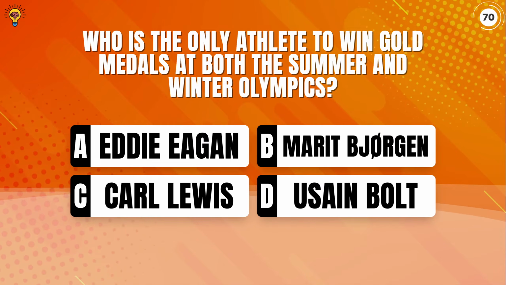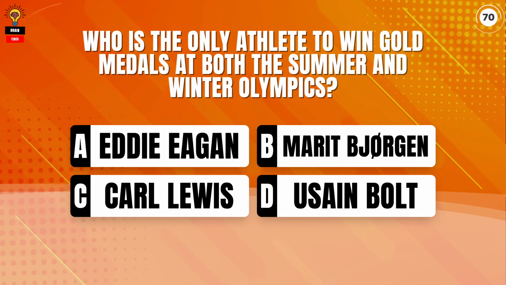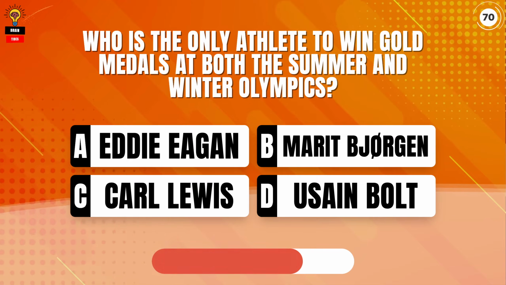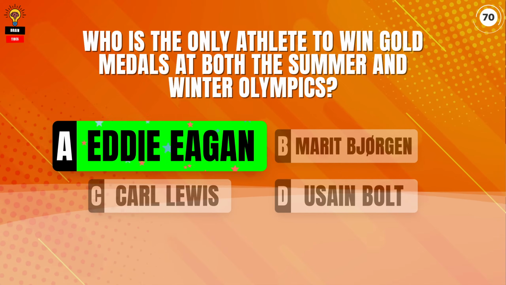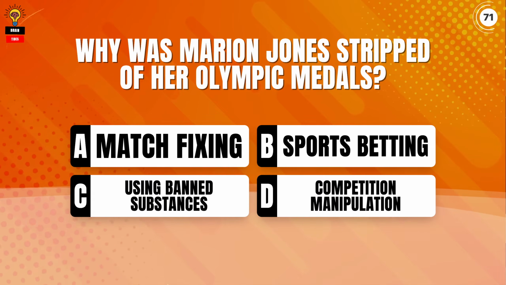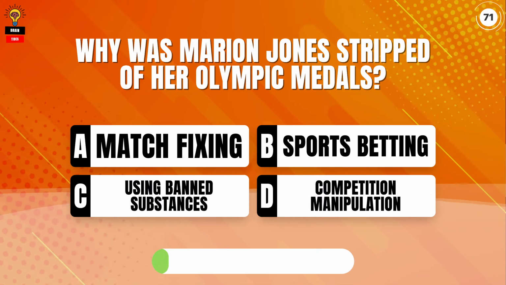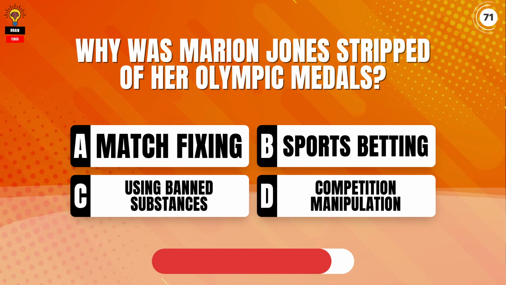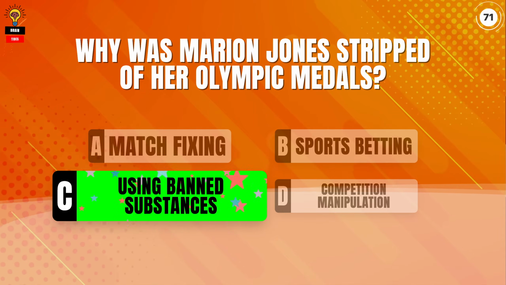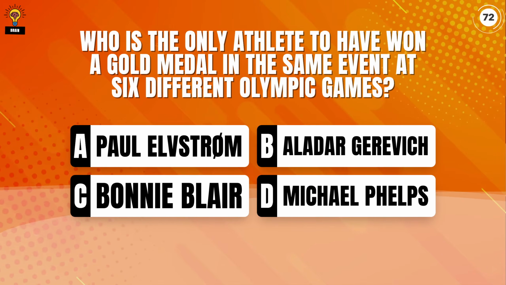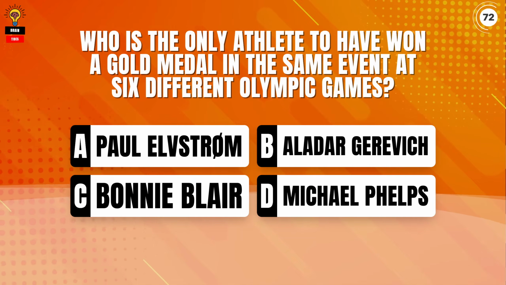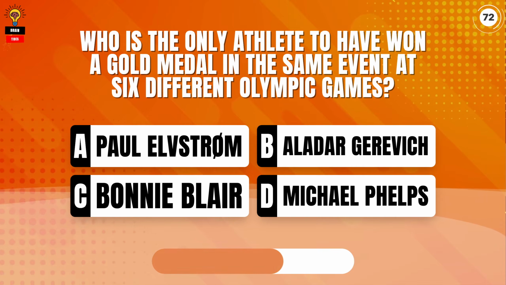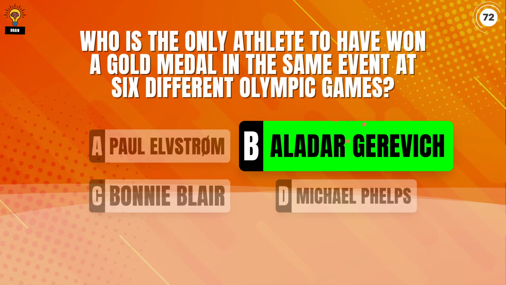Who is the only athlete to win gold medals at both the Summer and Winter Olympics? Eddie Eagan. Why was Marion Jones stripped of her Olympic medals? Using banned substances. Who is the only athlete to have won a gold medal in the same event at 6 different Olympic Games? Aladár Gerevich.